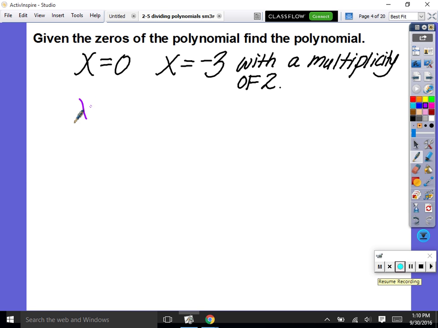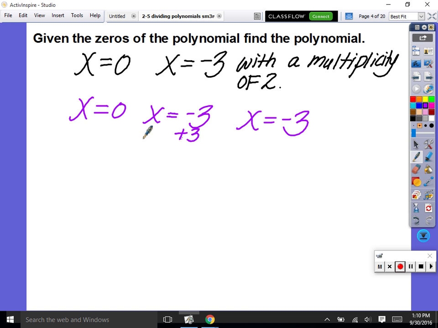So, we have x is equal to 0 as a solution. We have x is equal to negative 3, and then you would need to write x is equal to negative 3 again. Because it had a multiplicity of 2, doesn't that mean it just happened twice? Now, if we want to find the polynomial, we work backwards and get them equal to 0. This one's already equal to 0. We would add 3. So we have an x plus 3 equals 0. We would add 3. So we have another x plus 3, guys. And then we have this original x.